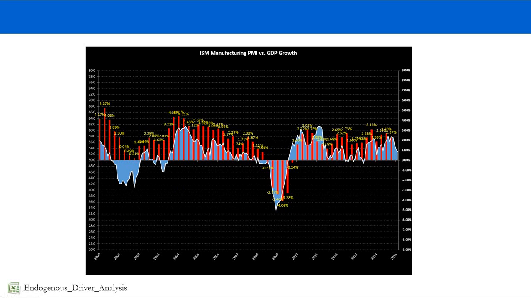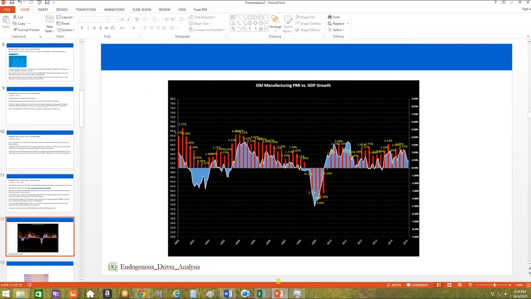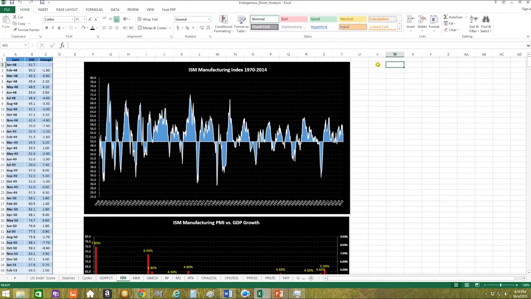And you can see the direction for the vast majority of situations, for the vast majority of quarters, the direction of the ISM really does predict, in the vast majority of cases, the direction and level of GDP growth. And what we can do is go into our spreadsheet, and our spreadsheet has a full breakdown with all the data. Now let's go through the basics of this spreadsheet first.